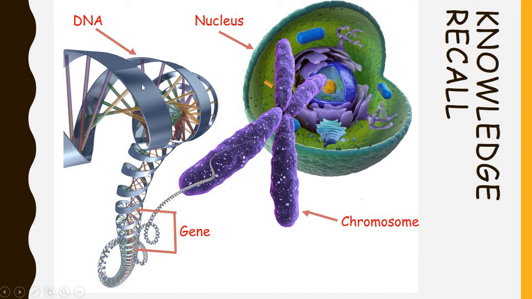So DNA, this is all DNA here, all of this lovely double helix, that is all DNA. The section of the DNA that is read is called a gene. Okay? A gene codes for specific proteins that make us who we are.